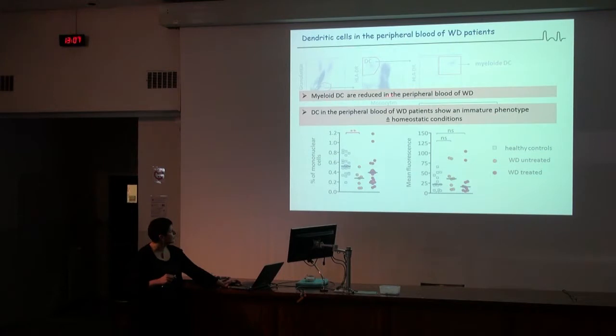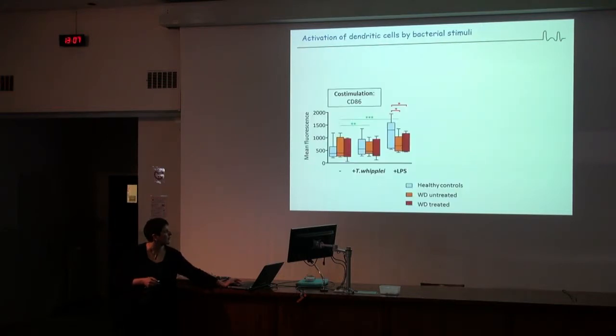So we have a reduced amount of myeloid dendritic cells within the peripheral blood, but it does not seem to be a problem of enhanced maturation, which would mean that the cells invade the tissue and do not stay in the peripheral blood. We have homeostatic conditions, and the dendritic cells of the Whipple's disease patients are not in a more mature state than the dendritic cells of the healthy controls.